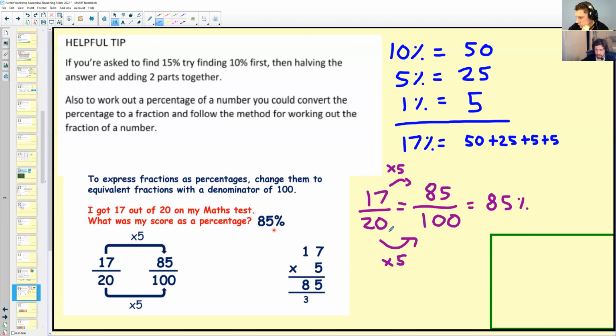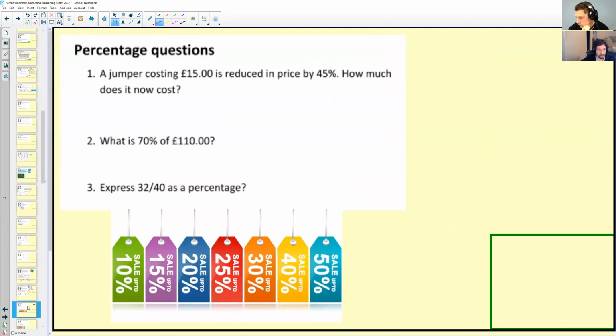But again, minimum necessary working. If the student needs this, that's fine. But if they can do these steps mentally, all to the better. So just a few questions here just to whiz through. This is worth doing, I think, because it highlights some of the methods we've talked about.